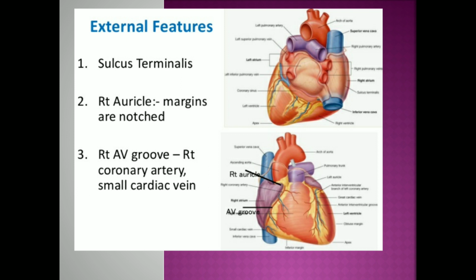One more, you can see a groove which separates the right atrium from the right ventricle. The groove which separates the right atrium from the right ventricle is called the atrioventricular groove. The groove lodges the vessels. You can see the artery running, and there is a blue colored area, which is the vein. In the atrioventricular groove you see the vessels running. These are the external features of the right atrium.